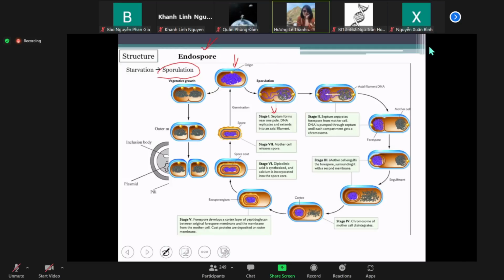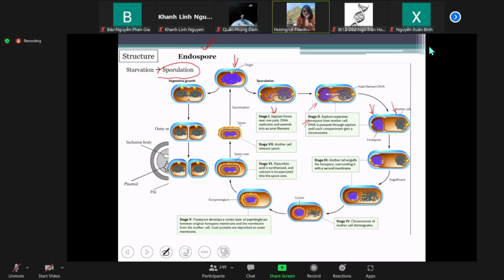In step number 2, the septum separates the forespore. The forespore is a prespore. The septum separates the forespore from the mother cell, and DNA is pumped through the septum until it reaches the compartment and gets the chromosome. So new DNA, and mother DNA.